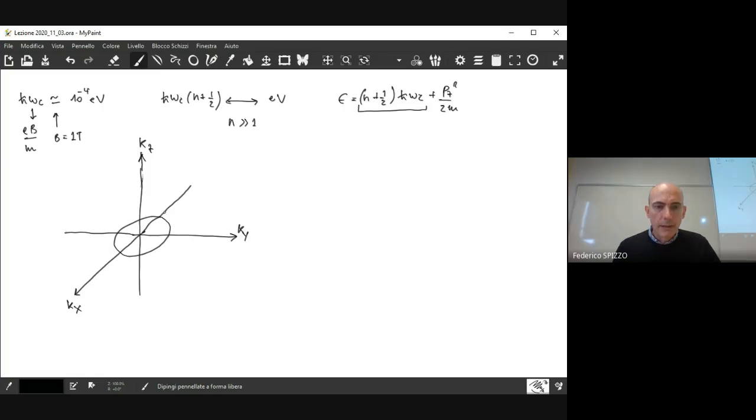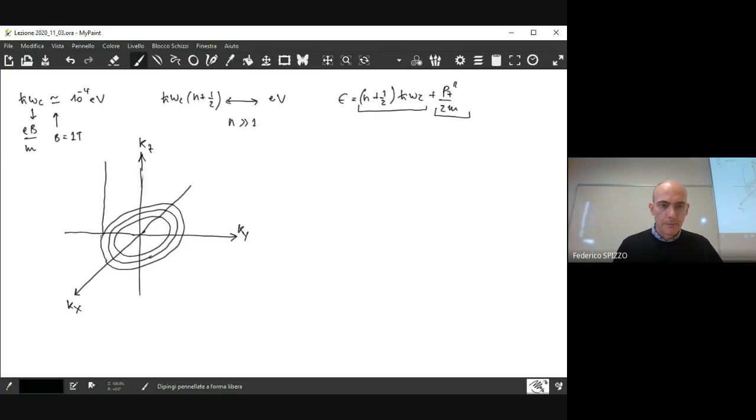So at this point, even if this drawing is exaggerated, to each value of n corresponds a circle in the XY plane. And a circle in the XY plane, if we also consider the contribution of the Z component, then becomes a cylinder in the three-dimensional space.